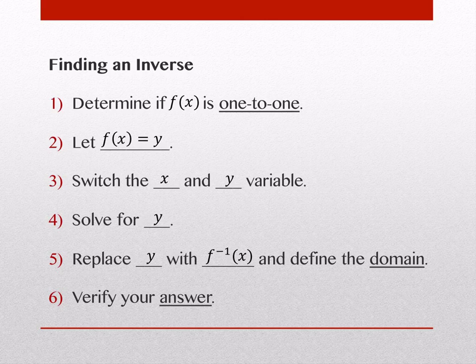We already did step 1, decide if it's 1-to-1. So if you fail step 1, then you're done, right? I don't mean you as a person fail, but if the function fails. If it is not 1-to-1, you do not have to keep going down the list. So figure out if it's 1-to-1.